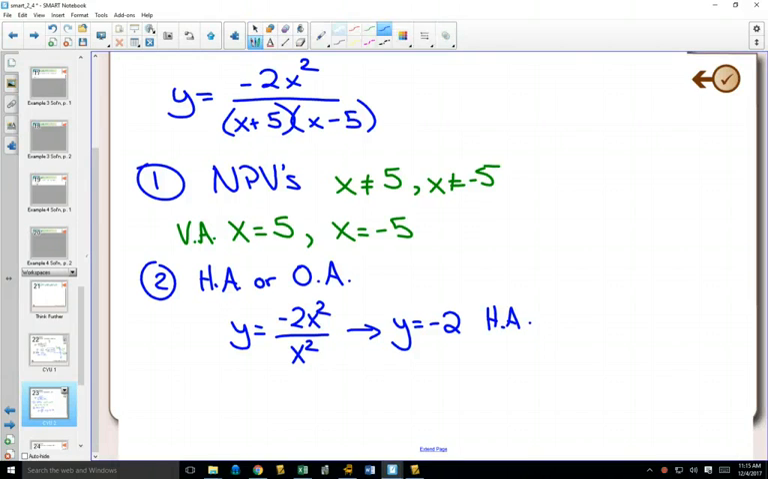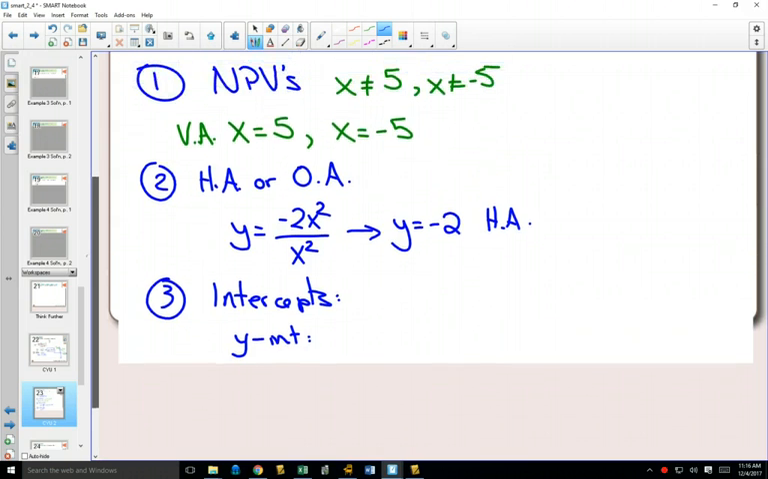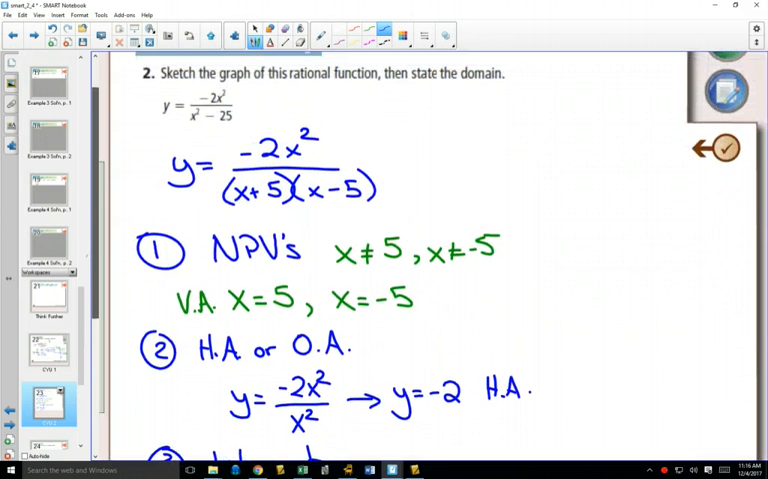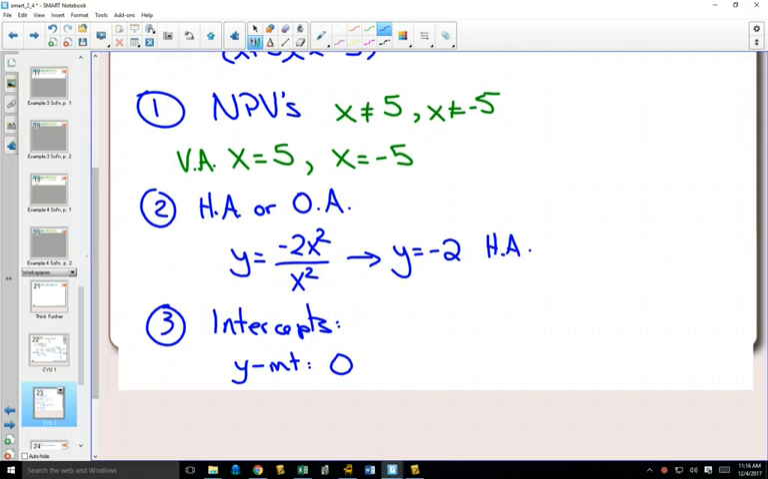Step 3 was finding all of your intercepts. Your y-intercept is easily found by plugging in 0 into your original equation. If I go back up and plug in 0 into my original equation, can you see that you're going to get 0 over negative 25? So our y-intercept is going to be at 0.